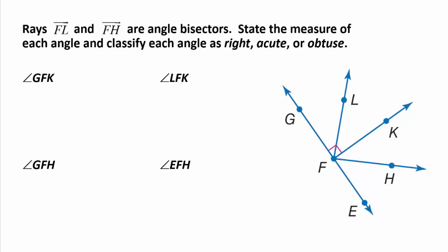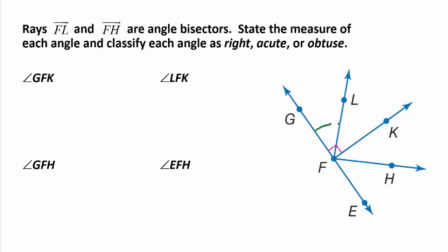So we've got a brand new figure now. If we look, we've got point F and a bunch of rays coming out of this thing: FG, FL, FK, FH, and FE. And it's telling us that rays FL and FH are angle bisectors. So that means that FL is going to bisect the angle GFK.